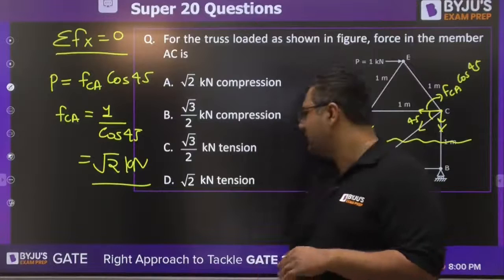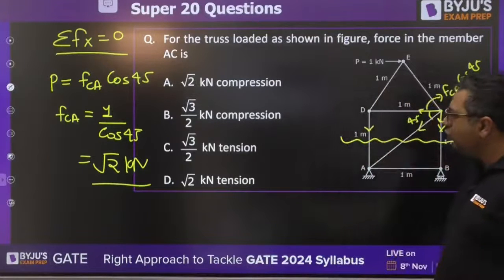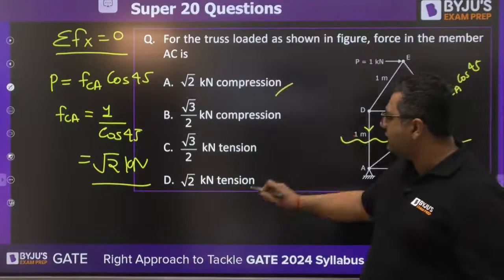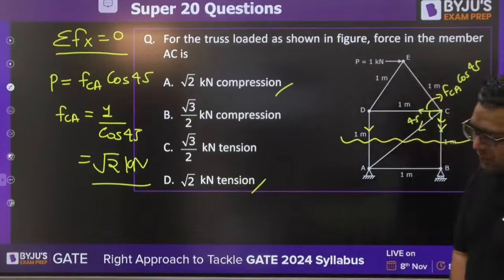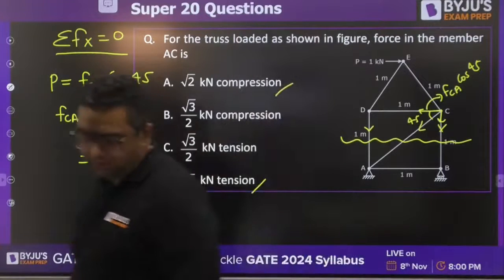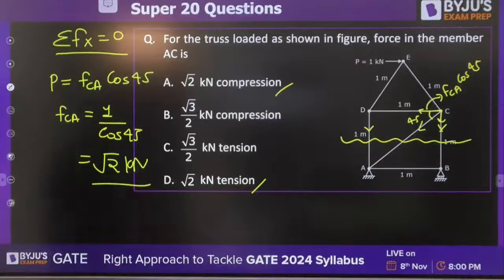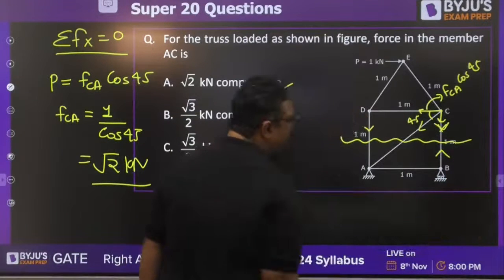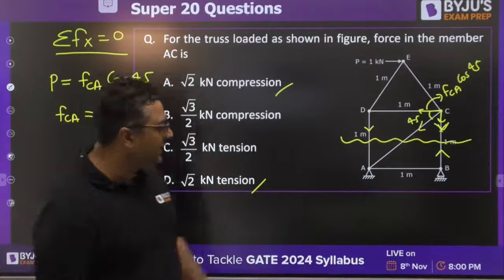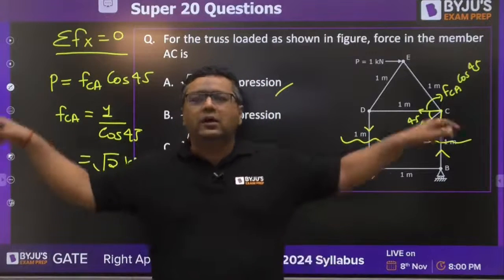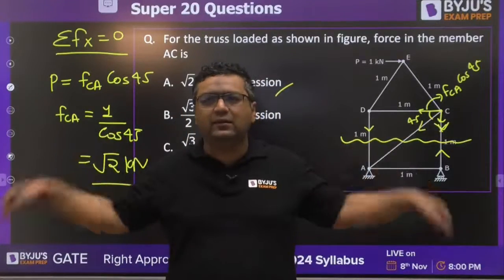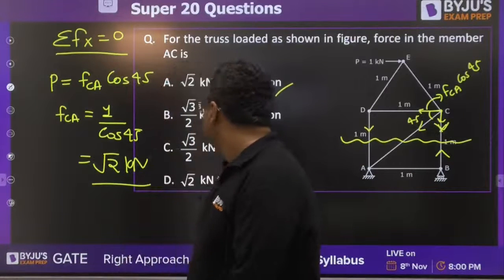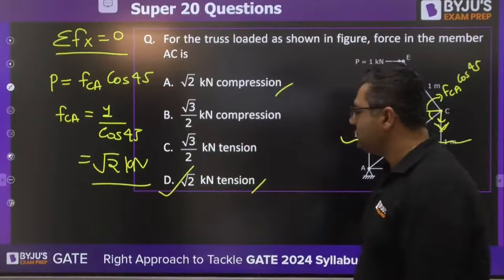Okay, yes. So guys, when you will be having this root 2 kilonewton, now the point is whether it is compression or tension. So guys, what do you say, compression or tension? You can see if here it is acting in this direction, here it will act in this direction. So in that case, you can say it is away from the joint. Away from the joint means this is the case of tension. So the answer will be D for this.